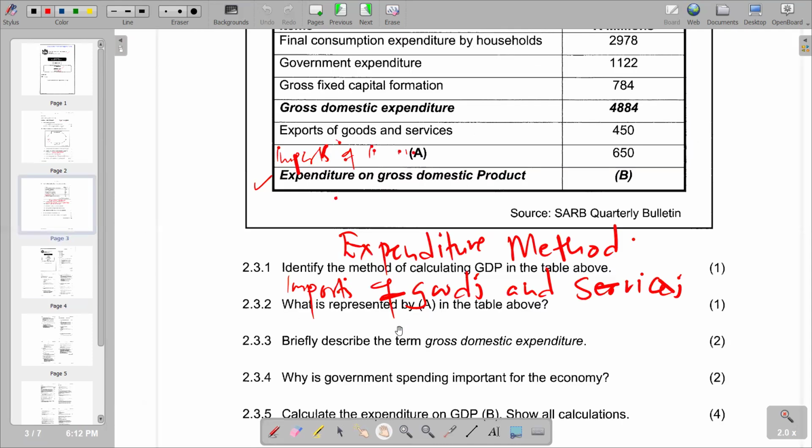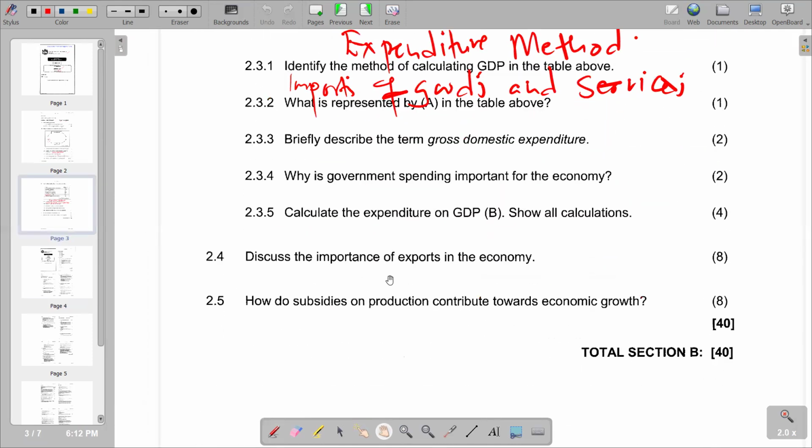We will go and look at the next question, which is going to be our 2.4. Discuss the importance of exports in the economy. Obviously, the basic importance is that we are going to earn foreign currency, because we are sending these goods and services outside the country, and we earn foreign currency. So that's the first importance that we are going to see. So exports also, for us to be able to export, we should produce more. So obviously, we should first experience expansion of production capacities in the businesses in the local economy.